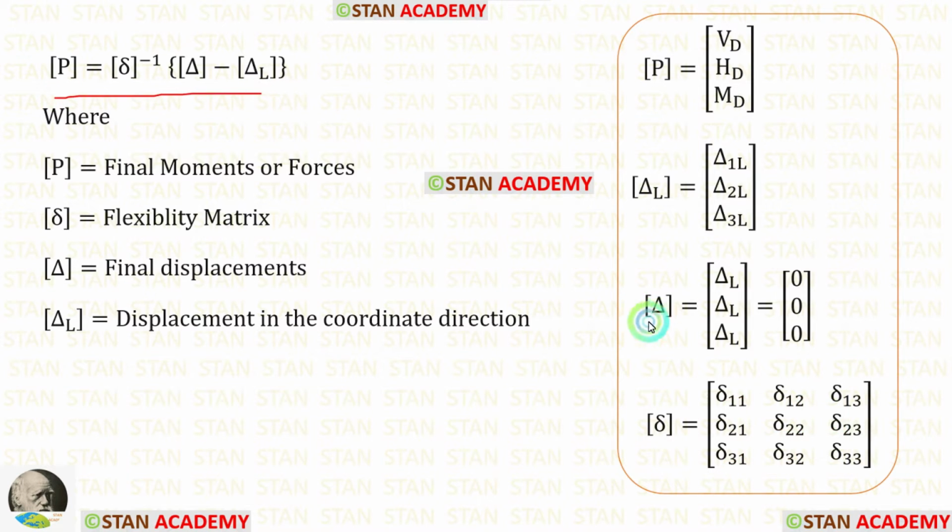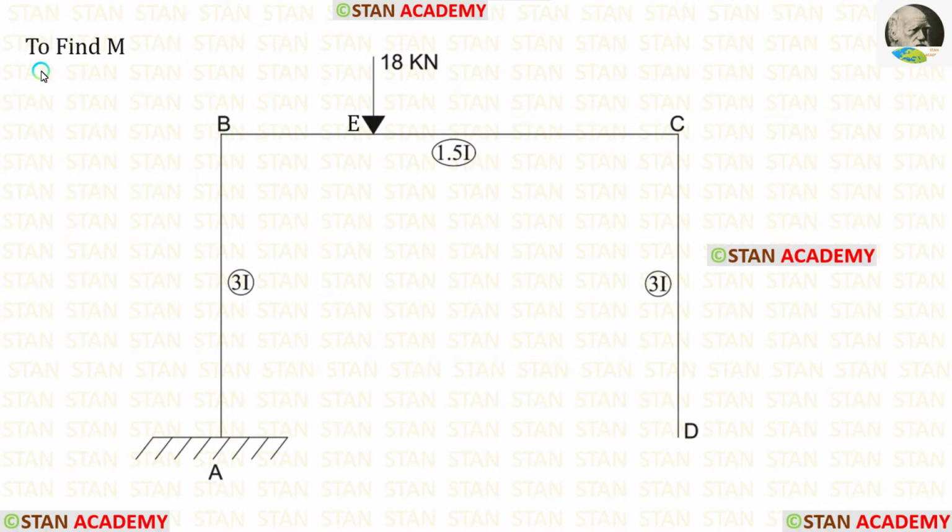In this formula, we have found the delta matrix. Now we are going to find the delta L matrix and the flexibility matrix. For that, we are going to apply the unit load method. In the unit load method, first we have to find the moment m, using the load in the frame.